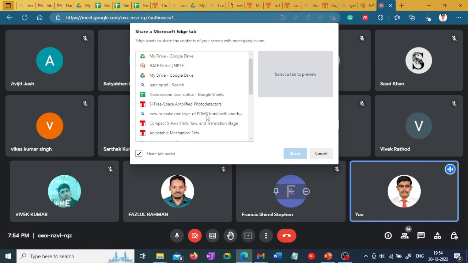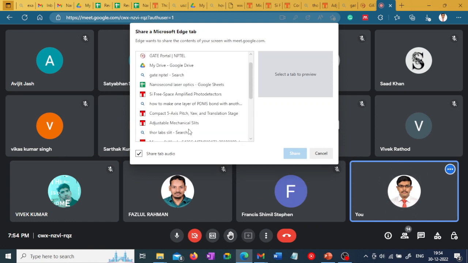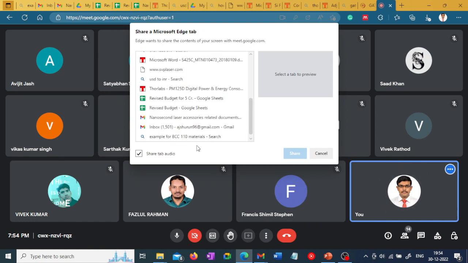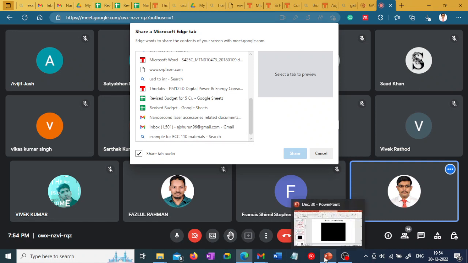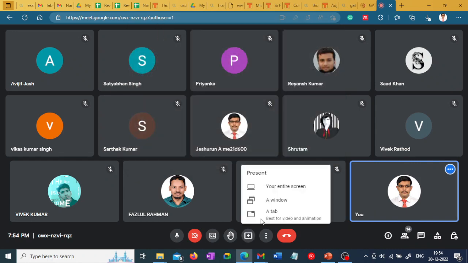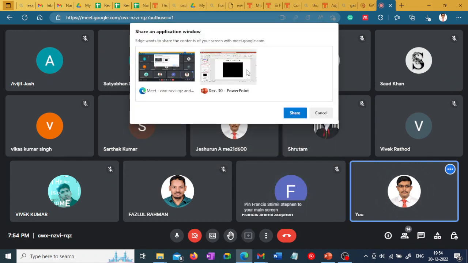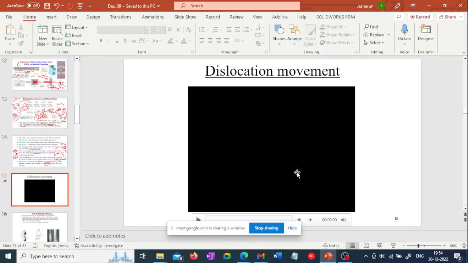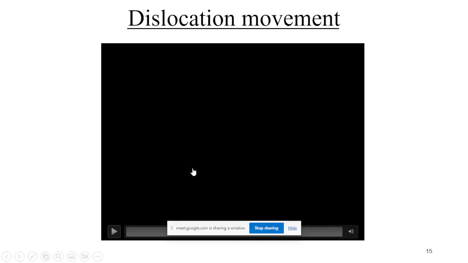Okay, now I'll just present the tab. Sorry, not tab, present the window. Is my screen now visible? Yes, your screen is visible. Is the PowerPoint visible in slideshow mode? Yeah. Okay, now I'll play.